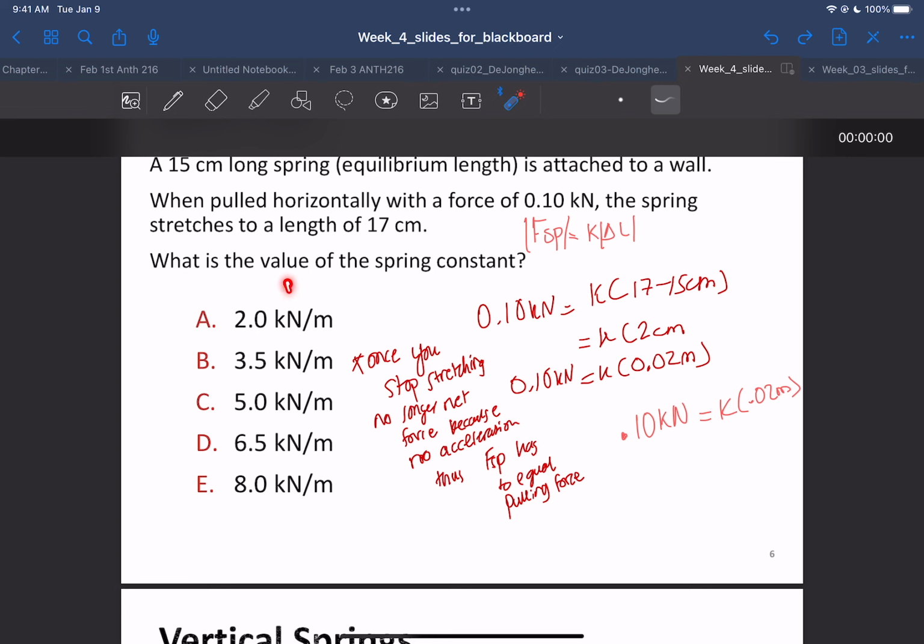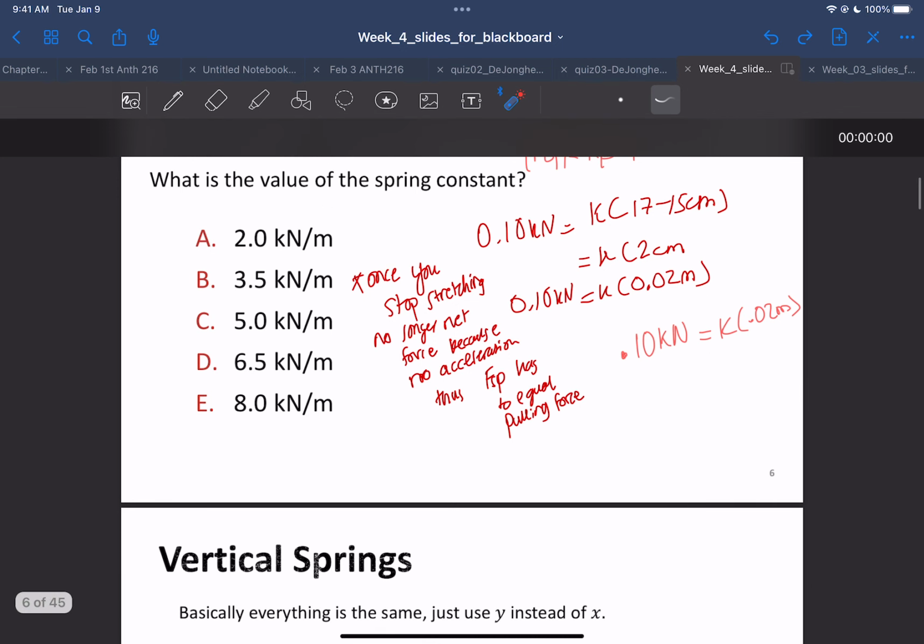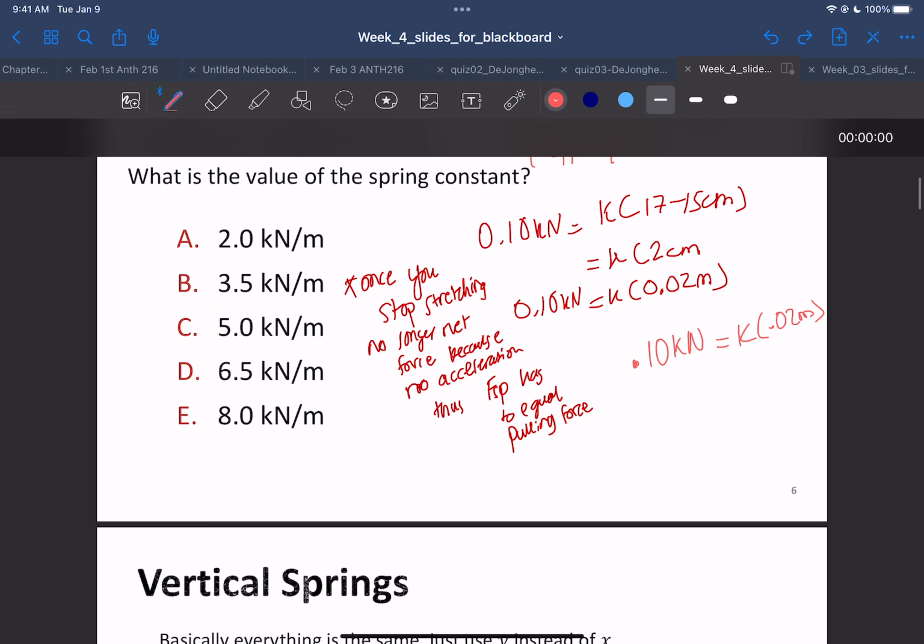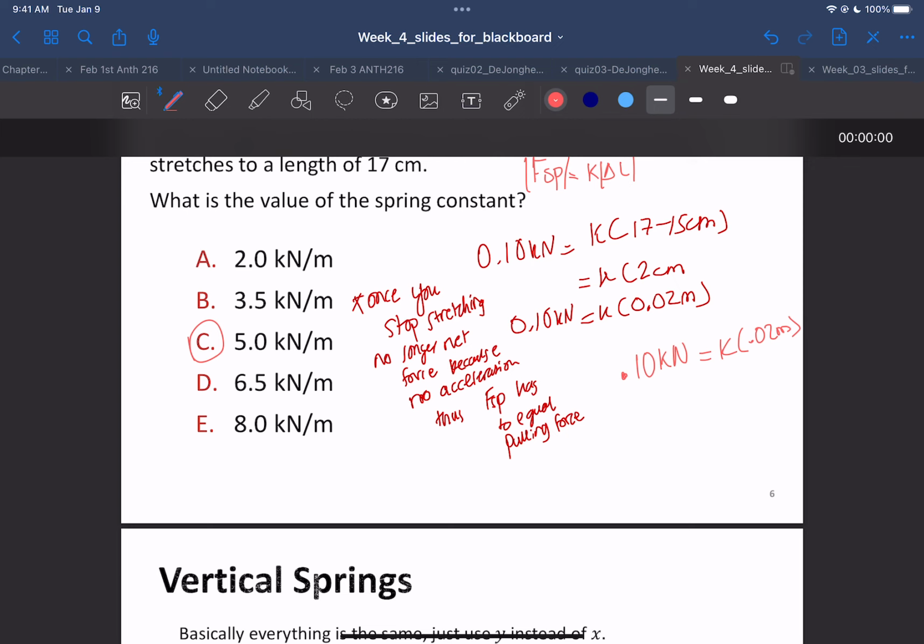But if they were asking us for newtons per meter, then you would simply multiply these kilonewtons by 1,000 to get the number of newtons, right? So essentially you just divide your 0.10 by 0.02, and that should give you your spring constant. If we do that, 0.10 divided by 0.02, we simply get 5, so 5 kilonewtons per meter is our value for the spring constant. Does that make sense so far?